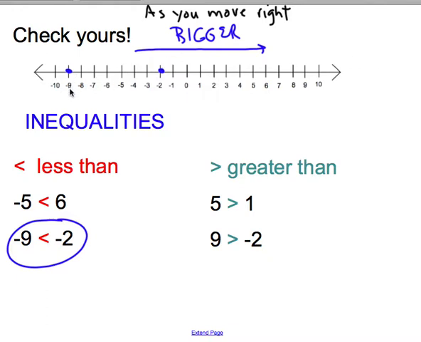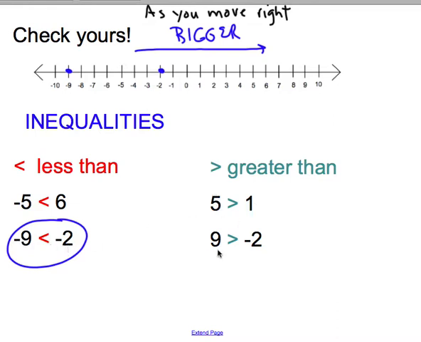And because of that, -9 is less than -2, because it is to the left, it's further away from 0. And -6 is less than -5. In fact, all negative numbers are less than positive numbers. And some of you had little ways to remember, the alligator mouth always eats the bigger number, but you have to remember that if the little number comes first, then we say -9 is less than -2. And greater than is the opposite.